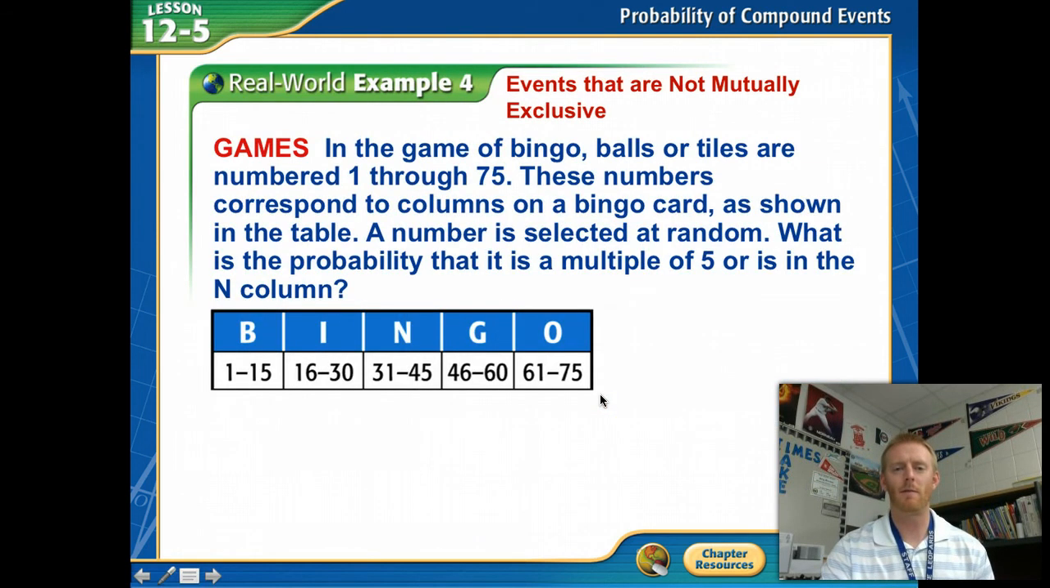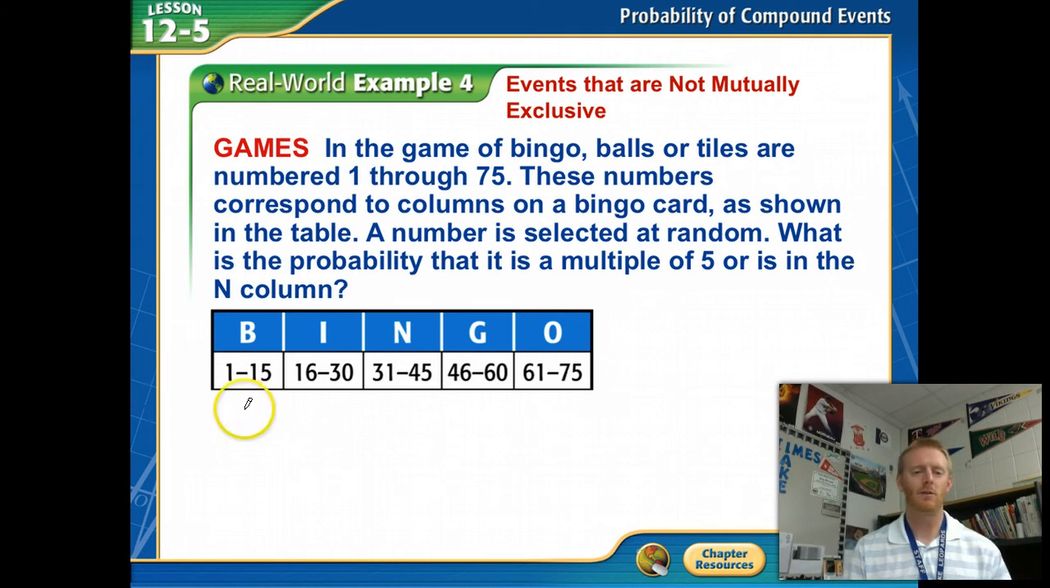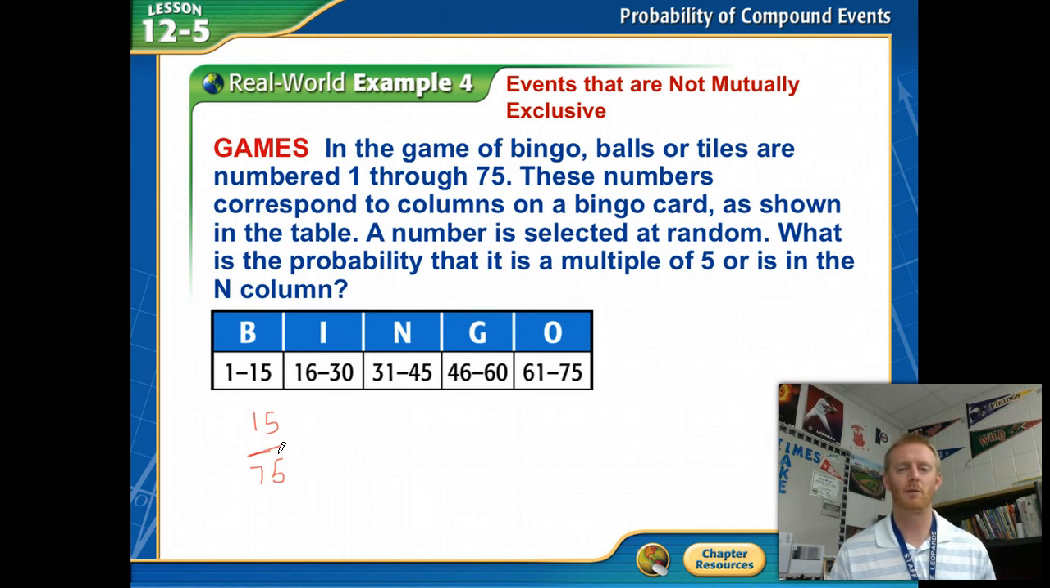So in this case, we have a bingo game with balls or tiles numbered 1 through 75. These numbers correspond to columns on a bingo card as shown on the table. A number is selected at random. What is the probability of being a multiple of 5? So a multiple of 5, that would be 5, 10, 15, 20, 25, 30, 35, 40, 45, 50, 55, 60, 65, 70, 75. That was 15. So the probability of getting a multiple of 5 will be 15 out of those 75 numbers.